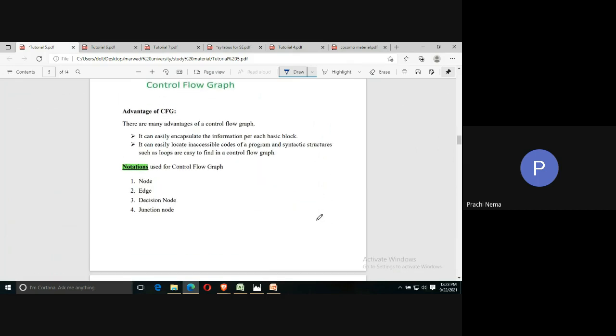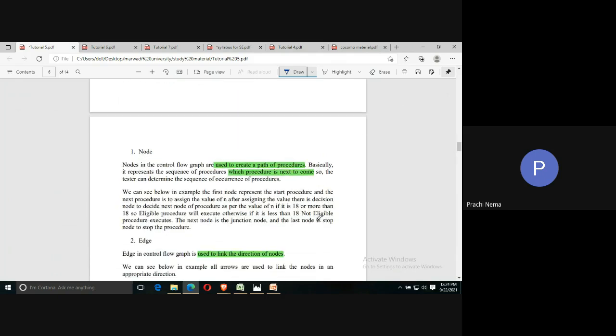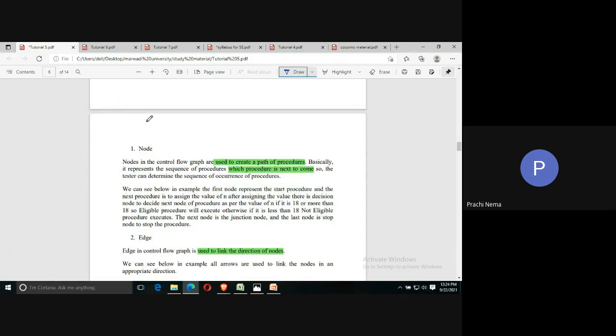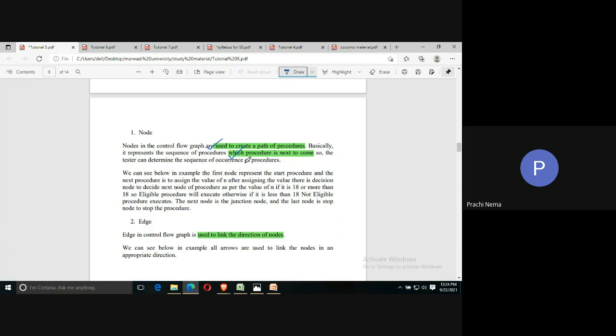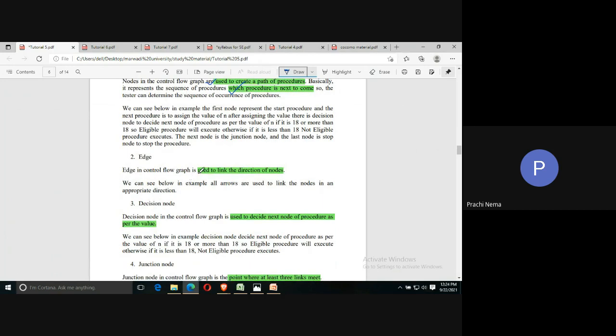Now we have seen the various notations which are used for a control flow graph, like nodes. So what are nodes used for? Nodes are used to create a path of procedure, because if we consider the nodes, then only we can know what path we need to follow, and it also tells us which procedure is next to come. That can be understood if you look at the nodes of the control flow graph. When talking about edges, edges are used to link the directions of nodes. So to connect the nodes in a directed way, we use the edges.